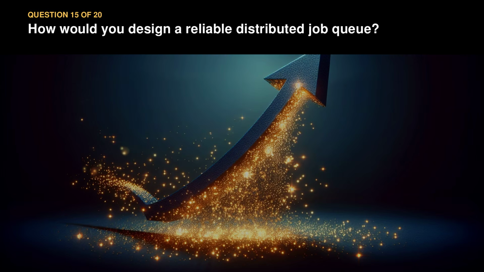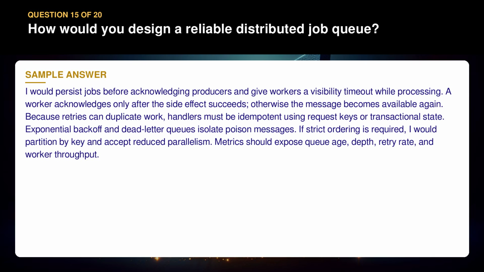Question 15. How would you design a reliable distributed job queue? I would persist jobs before acknowledging producers and give workers a visibility timeout while processing. A worker acknowledges only after the side effect succeeds, otherwise the message becomes available again.